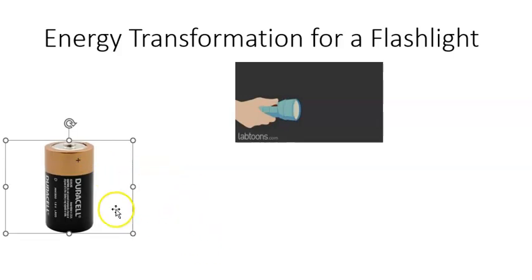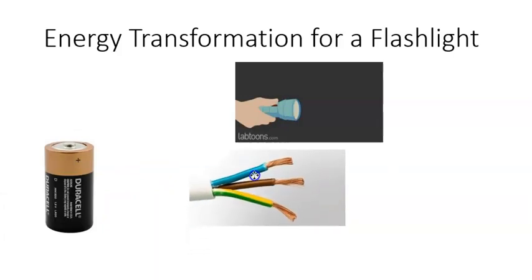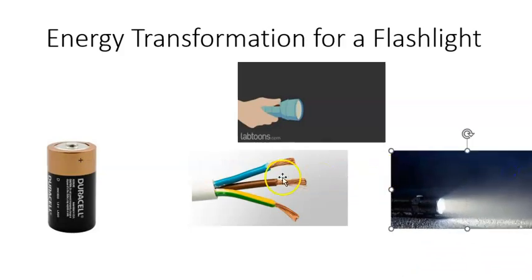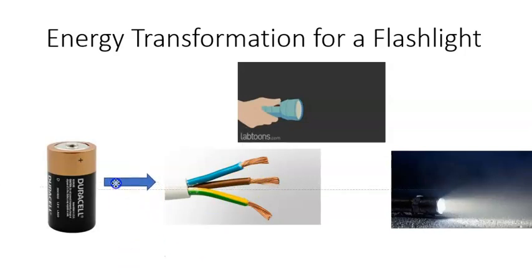And then we said the energy from the battery went to the wires. So draw a simple picture of wires. And then we said that that transformed into light energy. So I'm just going to draw a picture of a flashlight emitting light energy. Space that out, right? Now, the way that you signify energy transforming from one form to another is you put an arrow. So I'm going to put an arrow between the battery and the wires, and then another arrow between the wires and the flashlight, or the light energy.